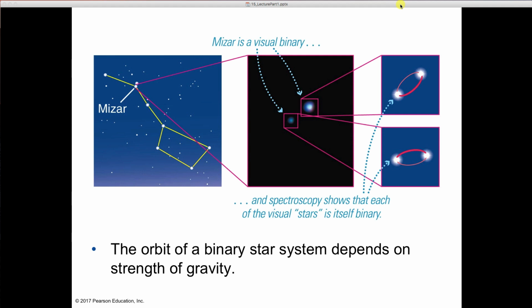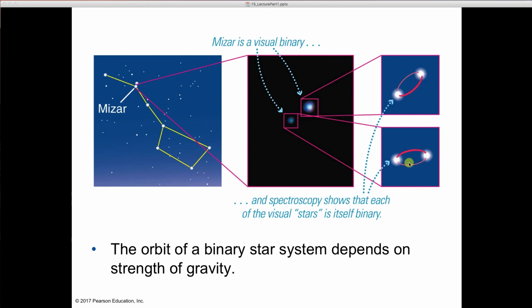This is an example, the star Mizar. If you look in the Big Dipper, the star Mizar, and there's also the star above it, Alcor. Those are two binary stars. They're orbiting each other, actually, a pretty good distance apart. But if you zoomed in on Mizar, you actually see that Mizar, which looks like one star to us, is actually two stars orbiting each other. But if you zoom in even further, each of those two is two stars orbiting each other. So Mizar, the star we see in the Big Dipper, is actually four stars.